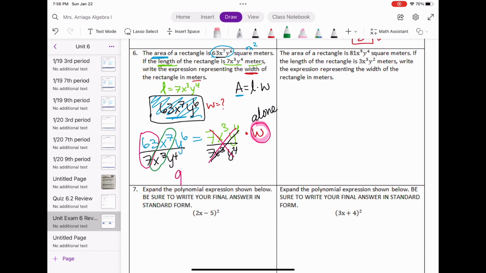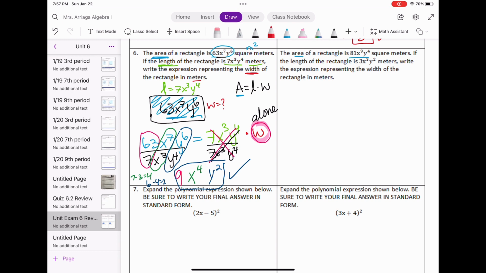So let's keep the x, and let's do 7 minus 3, and that's 4. Let's apply the same rule to y. 6 minus 4 equals 2. So we write y to the 2. Since there's nothing else to combine, that is our answer. Now try doing b, or just stick around right now and see how I do it faster.